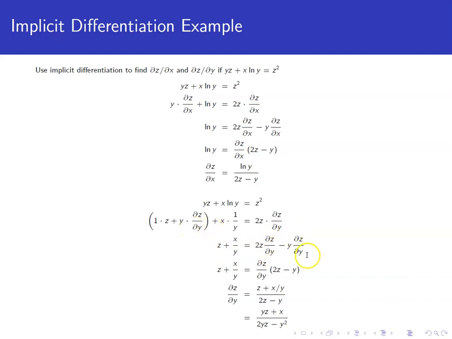Here we'll gather our partials over on one side again, so we'll subtract the y times the partial with respect to y to the right-hand side. We get z plus x over y equals 2z partial with respect to y minus y times partial with respect to y. Factor out the partial derivative and then divide. And then if we want to make everything pretty, we can multiply top and bottom by y. So we get yz plus x over 2yz minus y squared.